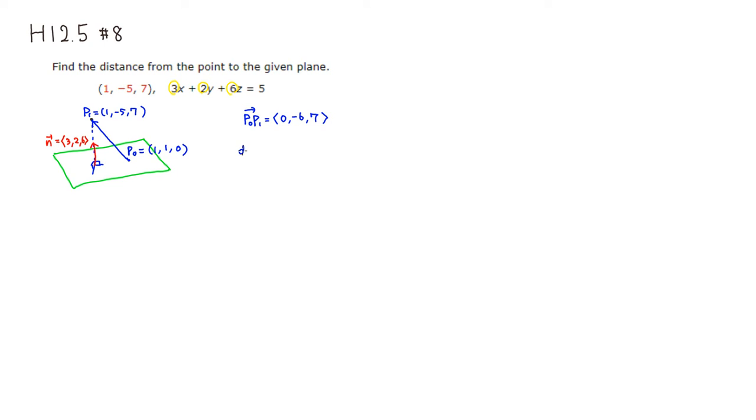In order to find the distance, all you have to do is find the absolute value of the dot product of vector P0P1 with the normal vector, making sure that it's a unit normal vector. So let's compute that. Vector P0P1 dotted with n: 0 times 3 is 0, -6 times 2 is -12, and 7 times 6 is 42.